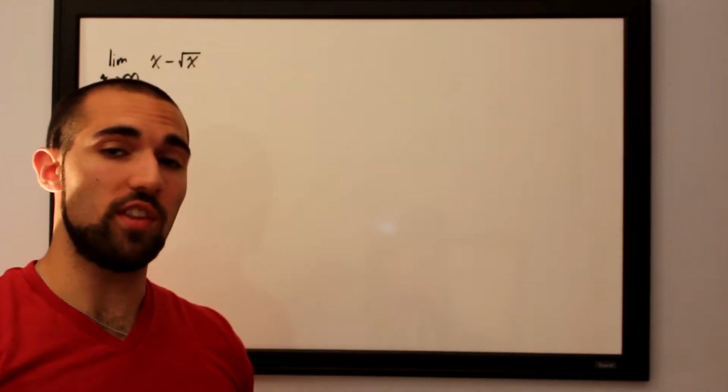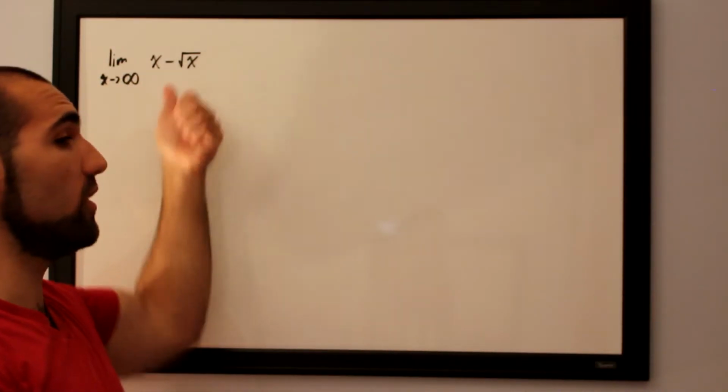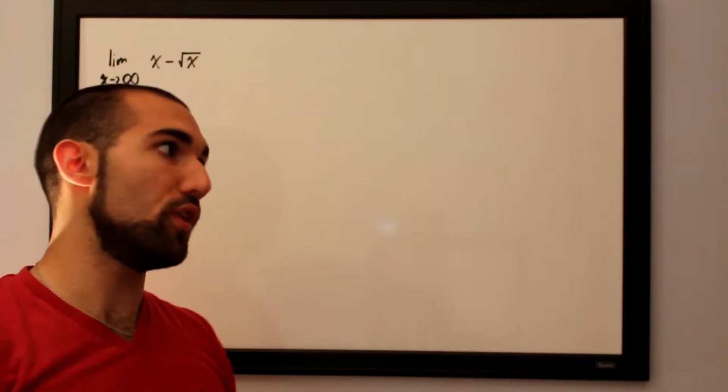Limit as x approaches infinity for x minus the square root of x. And we can tell right away that this is probably going to tend towards infinity because x is going to be growing at a much larger rate than the square root of whatever it is that you're subtracting off. But let's go ahead and prove it anyway.